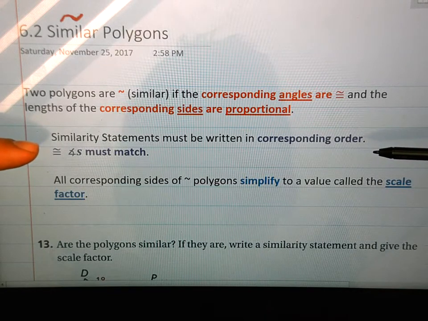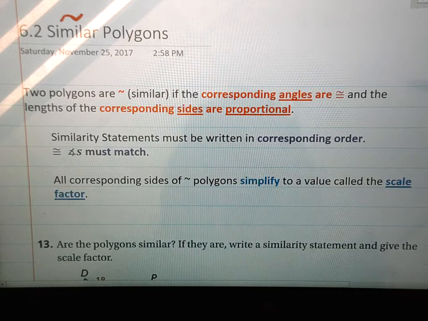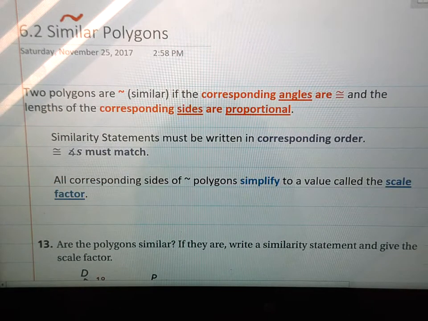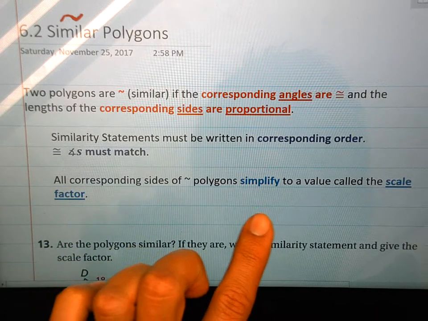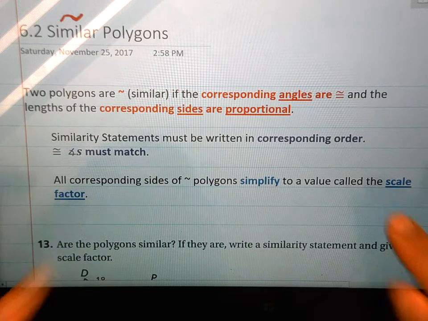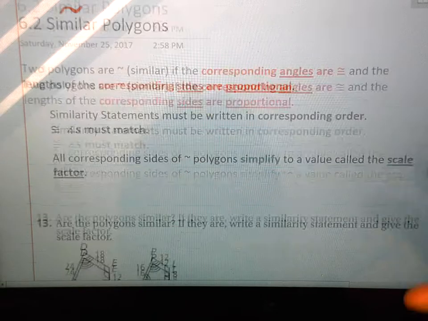A few other things we just wrote down. Similarity statements must be written in corresponding order, meaning the triangle or quadrilateral on the left needs to be in the same order as the quadrilateral on the right. As long as the angles match in the similarity statement, that is the correct way we're going to be doing things, and I'll give you an example in a little bit. All corresponding sides of similar polygons simplify to a value called the scale factor. Most of your math will be involved in finding what this scale factor is. So you finish writing down those notes. Let's do some examples and then give you some time to do the homework.